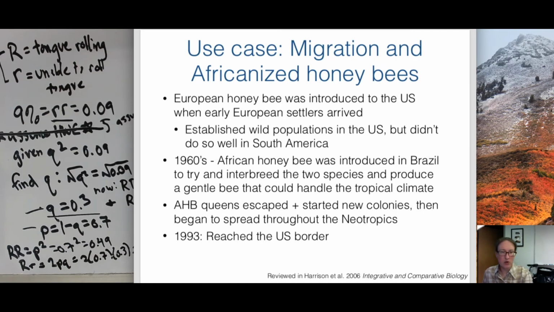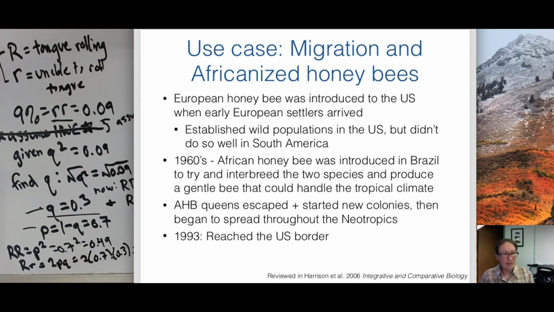So I'm going to conclude this video with an example of use of the Hardy-Weinberg equilibrium, because oftentimes this feels really abstract. Kind of when do people actually use this? And this comes from some work conducted by a couple of my research mentors and advisors. So they're studying migration in Africanized honeybees. So a bit of background on this.